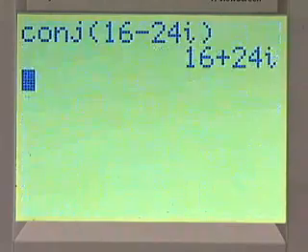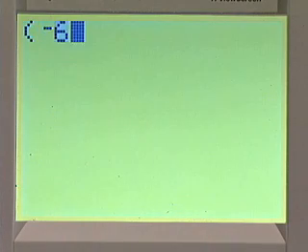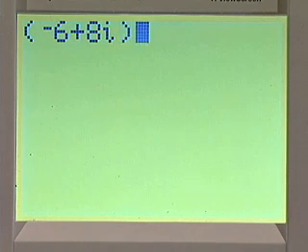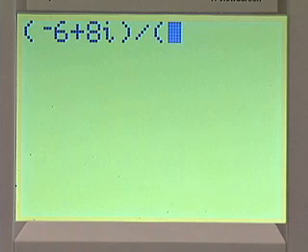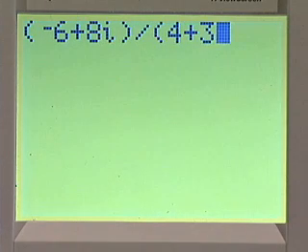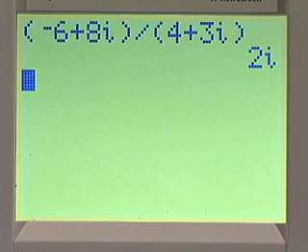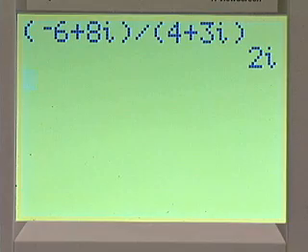I'm going to quit and clear my home screen and write in the division problem. It is negative 6 plus 8 and then second i, close parentheses there, divided by open parentheses 4 plus 3 second i, close parentheses. If I enter, I see that the result is 2i. The nice thing about this mode is that the answer is automatically given in standard form.